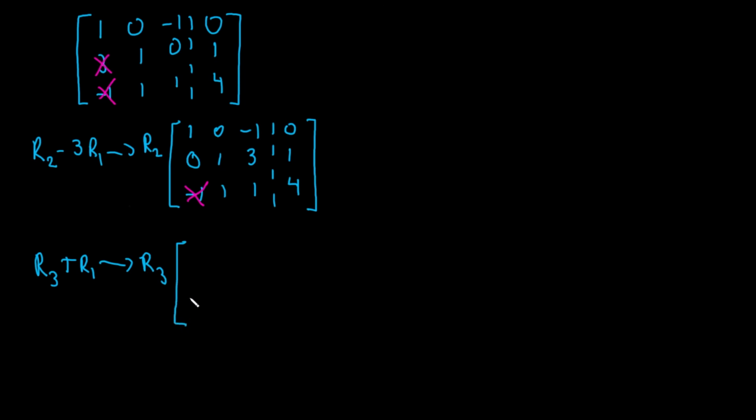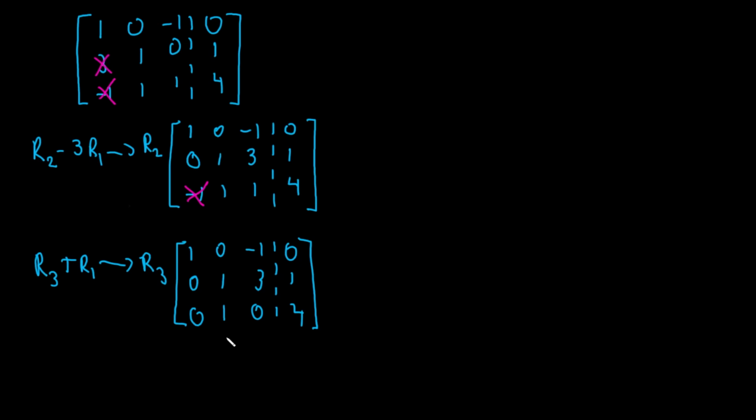So how will that look like? Well, row 1 will remain the same because we're only affecting row 3. Row 2 will remain the same because we're only affecting row 3. Row 3 will change. Minus 1 plus 1 is 0. 1 plus 0 is 1. 1 minus 1 is 0. And 4 plus 0 is 4. Okay. So we've eliminated every entry in the column with this leading 1.